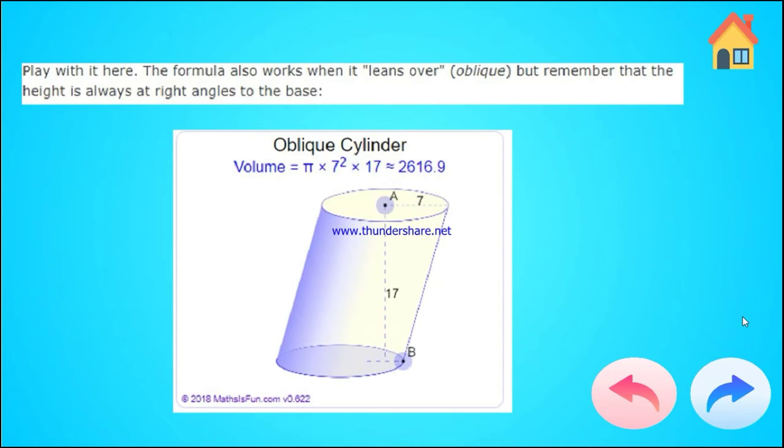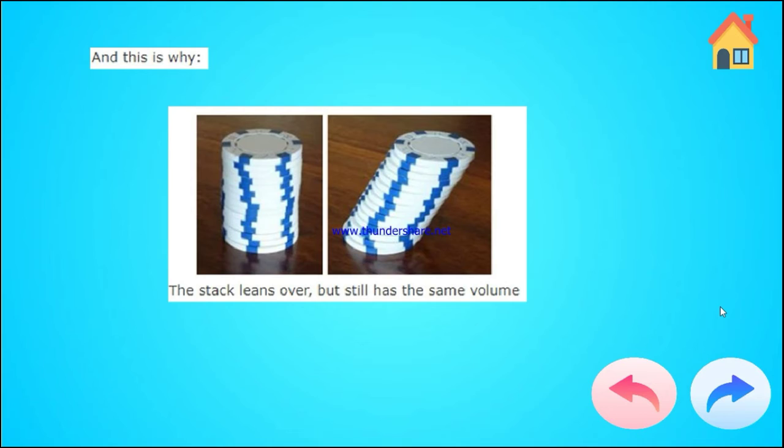Next, play with it here. The formula also works when it leans over, but remember that the height is always at right angles to the base, like in the picture. And this is why the stack leans over but still has the same volume.